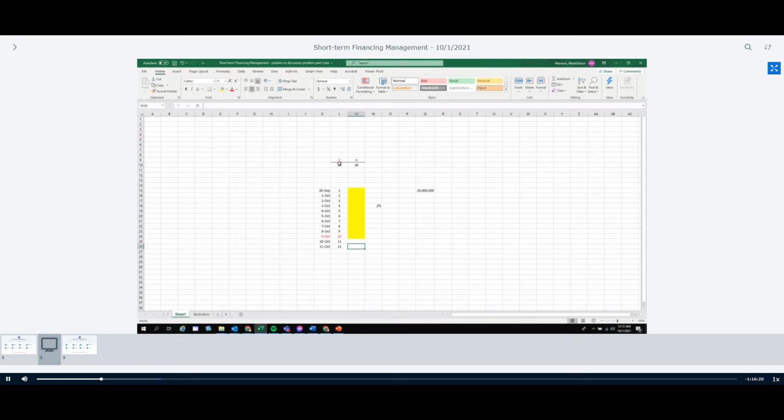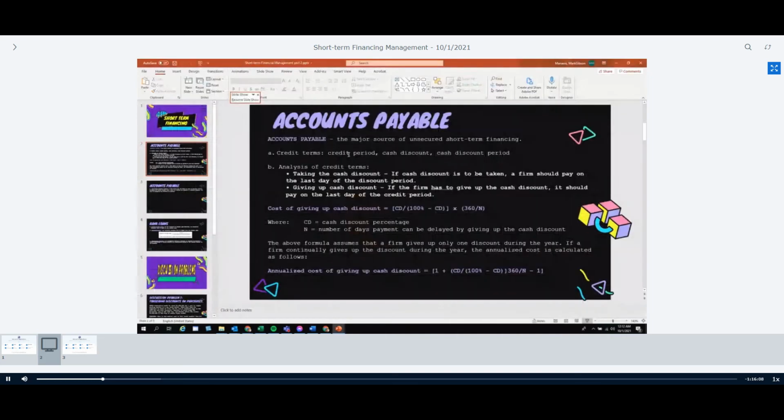Because it's only available if we pay within the 10-day period. I'm sure it's clear. I mean, like I said, it's obvious. Okay, so cost of giving up cash discount. Of course, when we give up cash discount, there's this opportunity cost. There's a benefit that we forgo for not availing the cash discount.